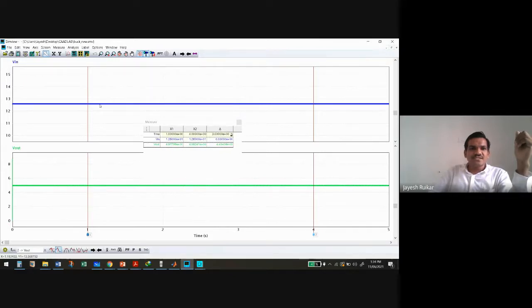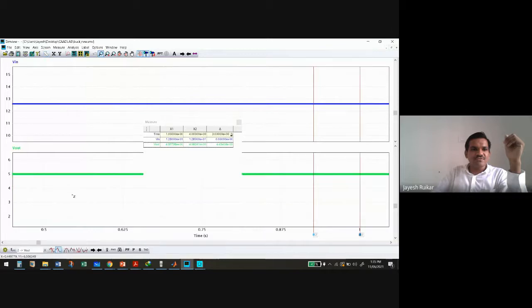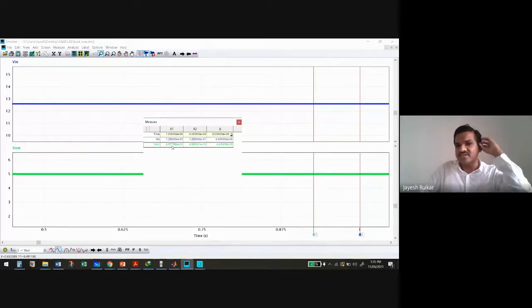So you can see that this is your input voltage, and you can see this in the measurement. Input voltage is around here, 1.26 times e to the power plus 10, that is 12.6 V, which we had thought of in the design. And the V out voltage is 5 V. If you zoom this waveform, you can see it is around 5 V, here it is 4.977. So it's around 5 V.